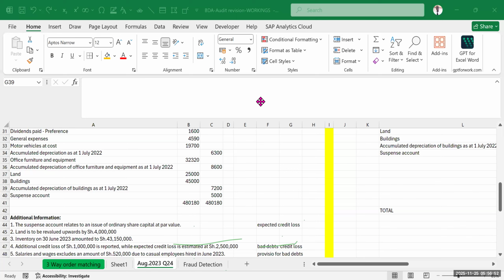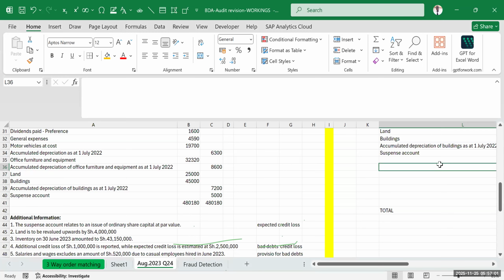Grace, can you defend? LJ is talking about suspense and ordinary share capital. Can you reduce your formula bar to increase display? Oh, okay. I will adjust it.